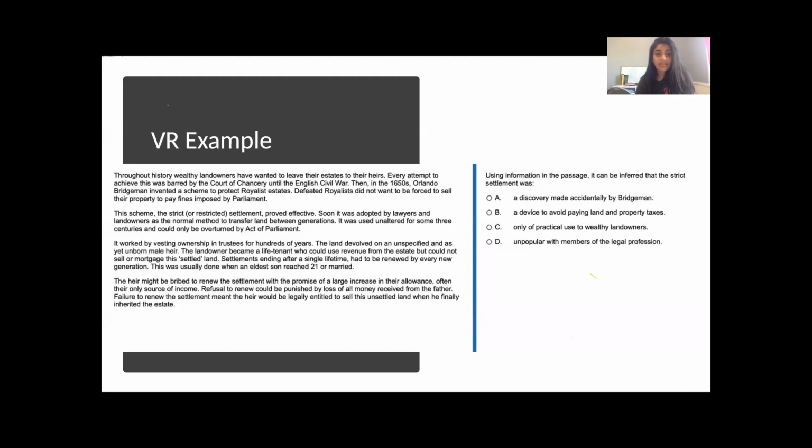So if we have a look at the answers now, the strict settlement wasn't a discovery, so we can already say that it wasn't a discovery. A device, we also know it wasn't a device, so it's definitely not A or B. It was only of practical use to wealthy landowners, so that's probable because it tells us that it was for royalists who didn't want to pay fines on their properties. And D, unpopular with members of the legal profession. We've already read that it was adopted by lawyers, so we know that C is the correct answer there.